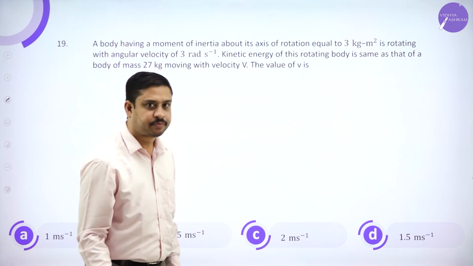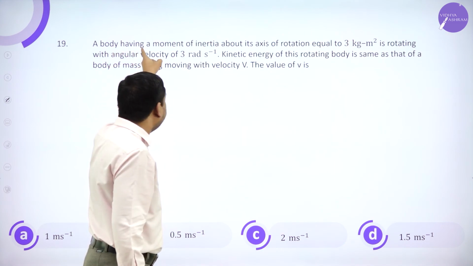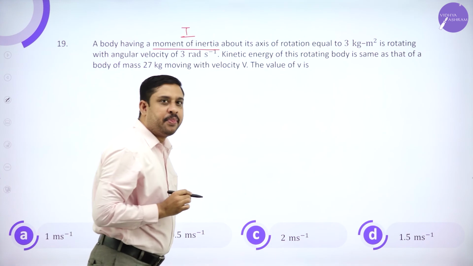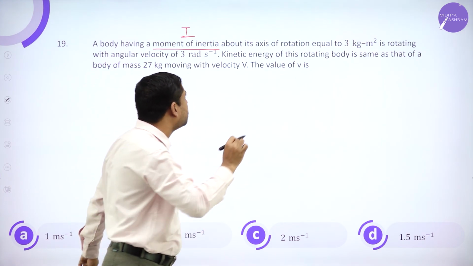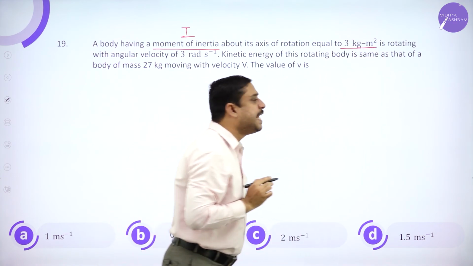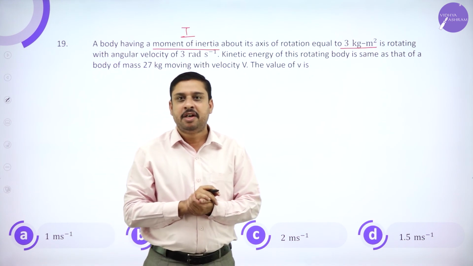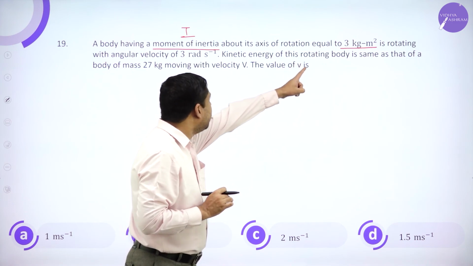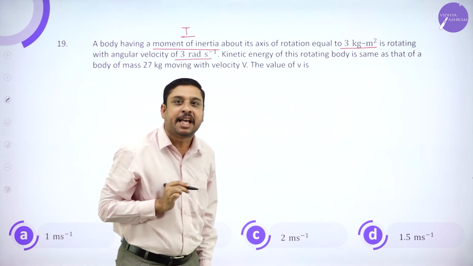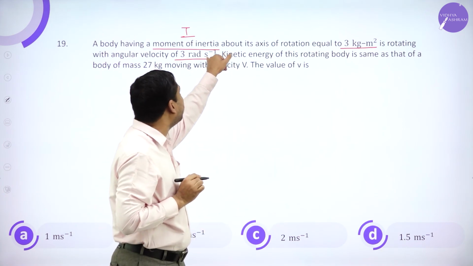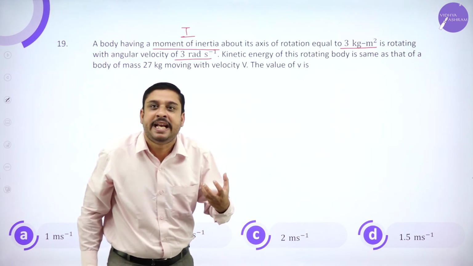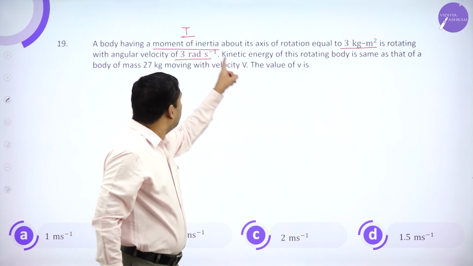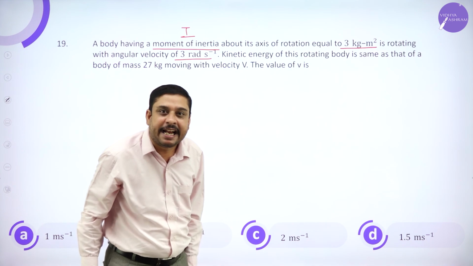Now, next one. A body having moment of inertia. Moment of inertia ಮೇಲೆ ಪ್ರಶ್ನೆ ಇದೆ. The body has moment of inertia which is equal to 3 kg meter square and is rotating with an angular velocity of 3 radian per second. What is the angular velocity of rotation? 3 radian per second.